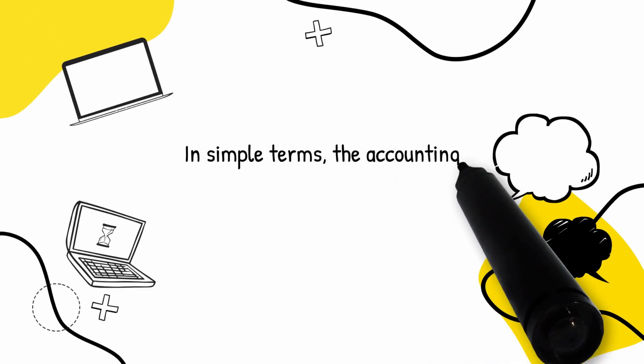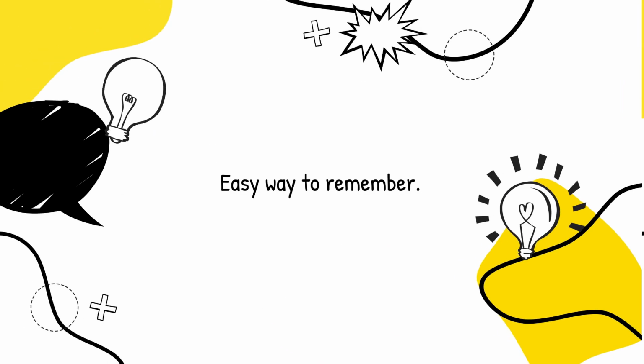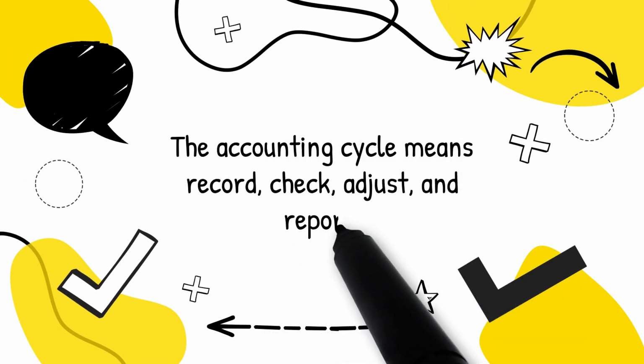In simple terms, the accounting cycle shows how financial records are created step by step. Easy way to remember: the accounting cycle means record, check, adjust, and report.